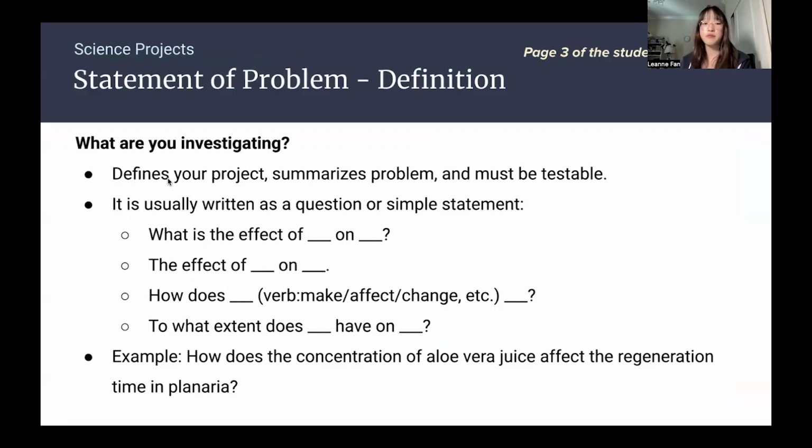Next is your statement of problem, which identifies the relationship that you're trying to test or investigate. And usually it just simply states how potentially changing one factor or variable could affect another variable. So if you're following along in the sample notebook, this should be page 3. And an example of this is, what is the effect of blank on blank? So you can follow these questions to make your problem statement.